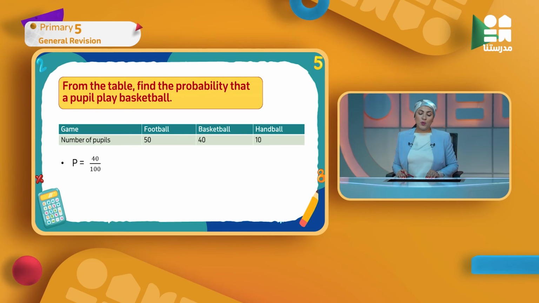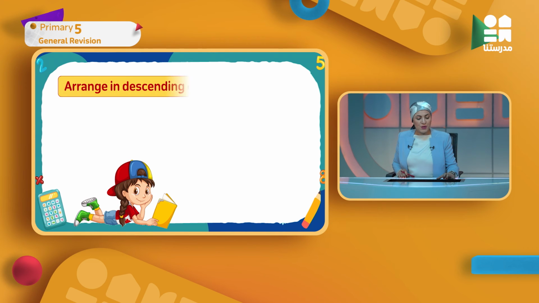Will I leave it like this? Of course not. I must simplify to its simplest form. So here 40 divided by 20 will be 2, and 100 divided by 20 will be 5. So the answer will be 2 over 5. Okay, now let's move to this question. Arrange in descending order: 5 and a half, 6 and a quarter, 5 and 3/4, and 5 and 2 over 5.